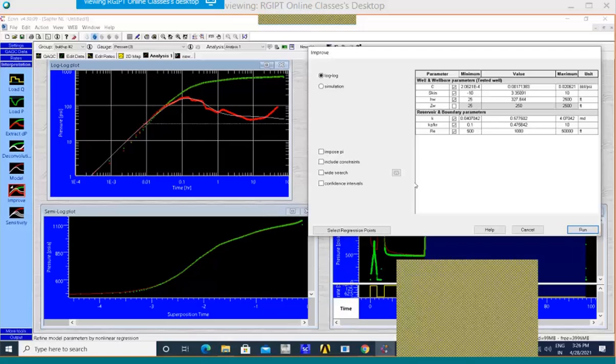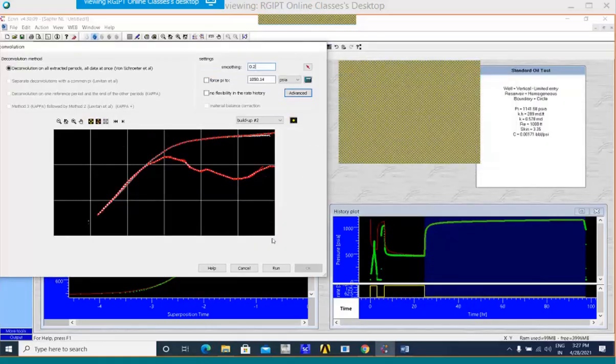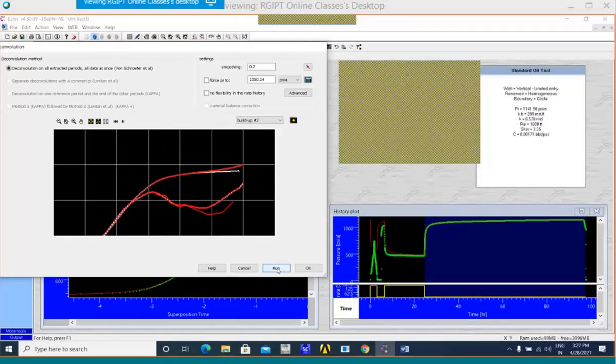Yes, Amir suggested, sir, should we deconvolve and smoothen the data? Okay, let us try this also, deconvolution. So I'm using the smoothing factor as 0.2 and run it. So what is it suggesting? It is suggesting like this. So okay.